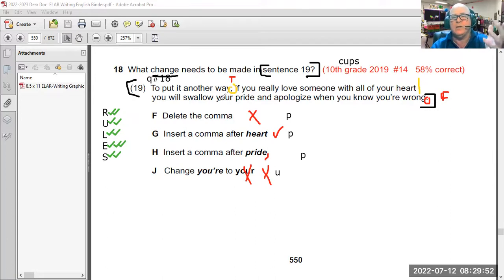you're wrong. Since you're only doing 2 things, swallowing your pride and apologizing when you're wrong, you don't separate those 2 compound predicates with a comma. So we're going to eliminate letter H.